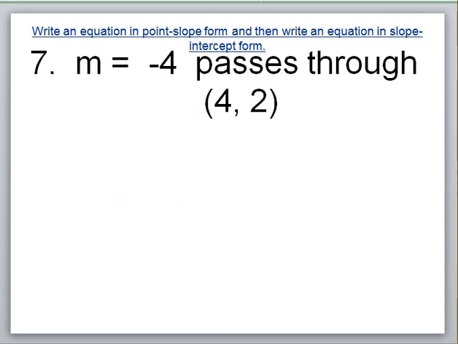Next problem, let's do it again. What I would suggest doing is I'm going to write down the point slope form, because that's what we're doing first. And I would like you to pause the video and try to place those values in. Okay, now you should have tried this on your own, so check your answer.